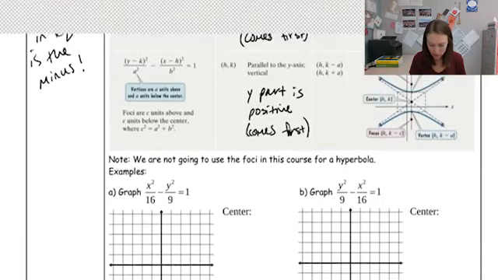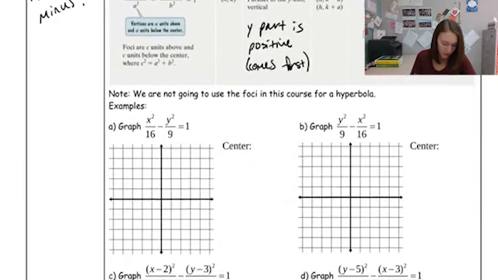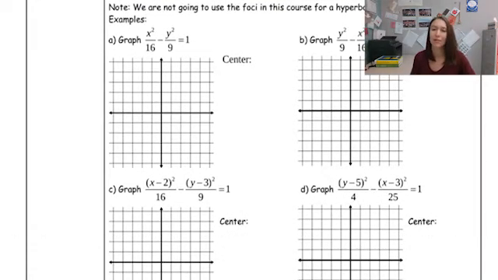All right, and then we're not going to worry about the focus for hyperbolas. We are going to use the focus in the next lesson, which is the parabolas. But for right now, we're not going to worry too much about it. So let's do a couple graphs, and I'm going to let you do a couple on your own and check them on our course calendar.